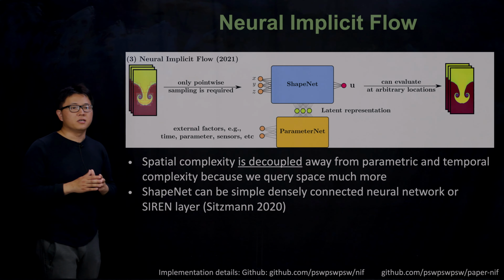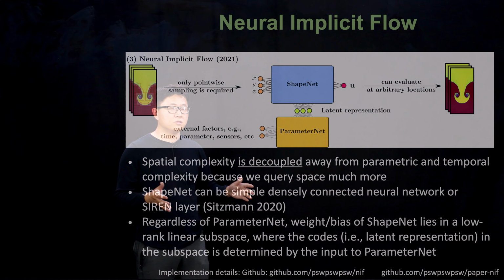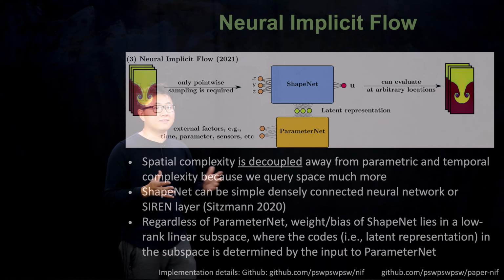The second thing I want to talk about is that there's nothing magical about ShapeNet. It's just simple dense layers, or assignment layers. This is the same for the parameter net as well. They are not very fancy and don't have really fancy structures. The third thing I want to mention is that regardless of the parameter net, the weights and biases of the ShapeNet lie in a low-rank linear subspace, where the codes, or the latent representation in this subspace, are determined by the input to the parameter net.